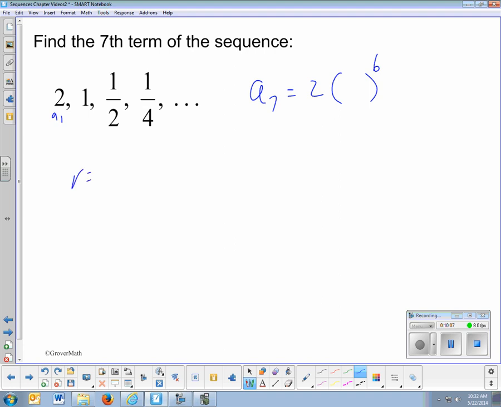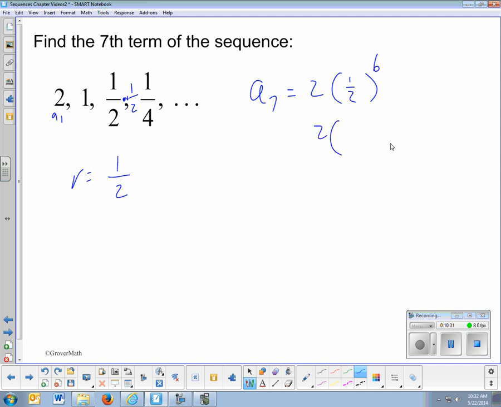So what is r? How do I go from 2 to 1? Well, I could always take my second term and divide by my first term, and there's really not much to do here. It's times a half. My r is 1/2. 2 times 1/2 is 1. 1 times a half is a half. A half times a half is a fourth, right? Think about it. Times 1/2. You multiply the top. 1 times 1 is 1. 2 times 2 is 4. Yeah, so r is 1/2.